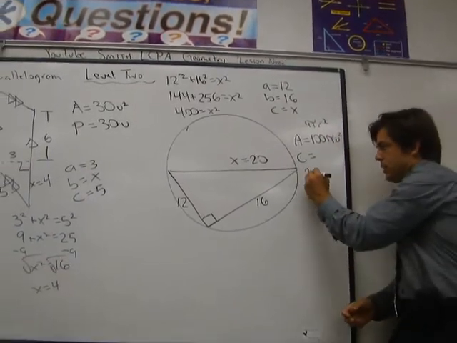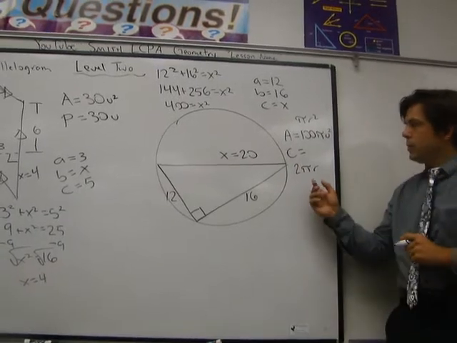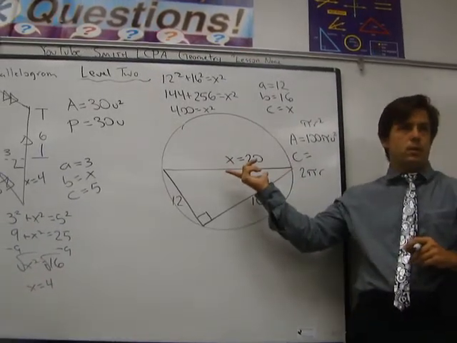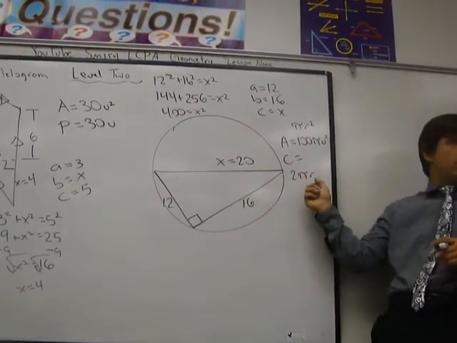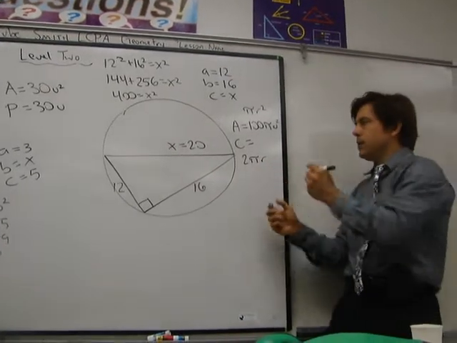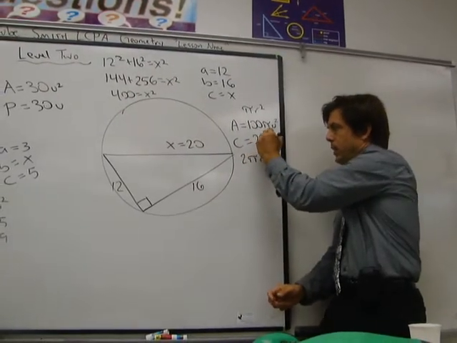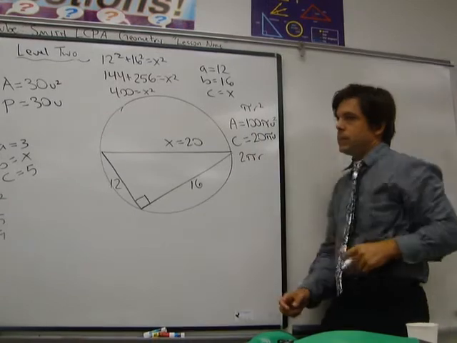The circumference is going to be 2 pi times the radius. So again, what was the radius? 10. What's 2 times 10? 20. So it's going to be 20 pi units.